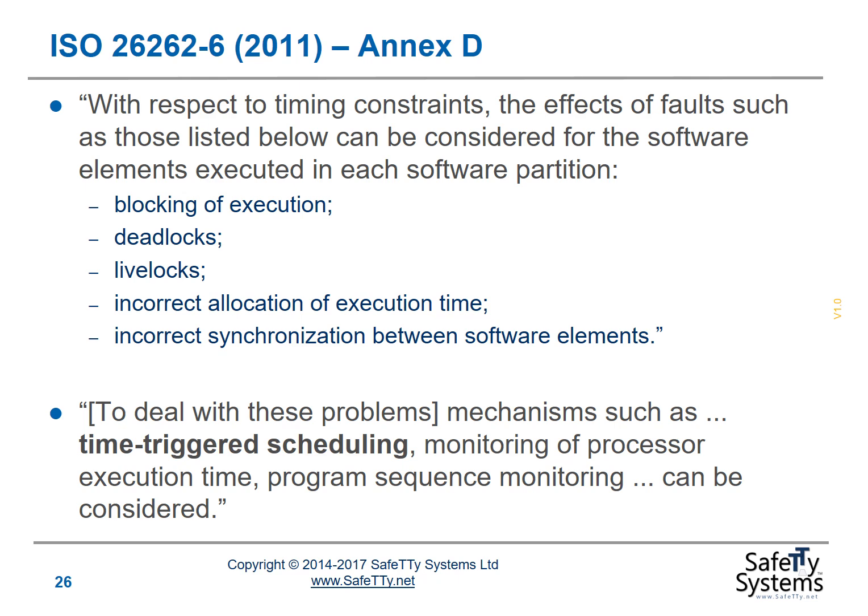And with respect to timing constraints, the effects of faults such as blocking of execution, deadlock, live lock, incorrect allocation of execution time, incorrect synchronization between software elements. According to 26262 Part 6, mechanisms such as time-triggered scheduling, monitoring of processor execution time, program sequence monitoring can be considered. We will use all of these processes in the systems we're working on in this course in order to address the problems identified in ISO 26262 Part 6 and a range of other problems.